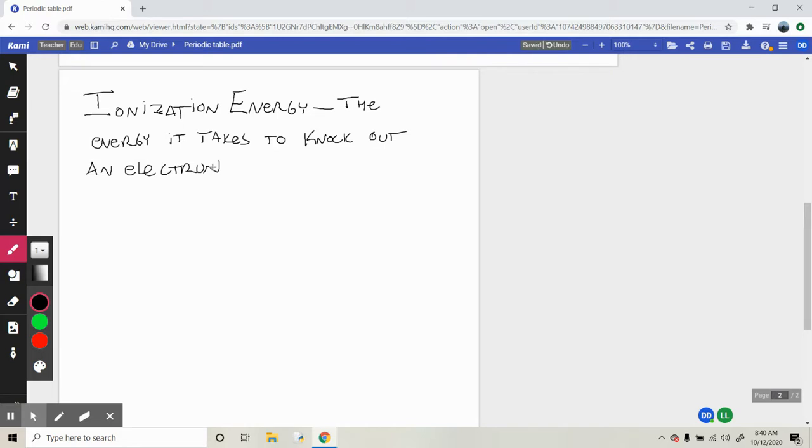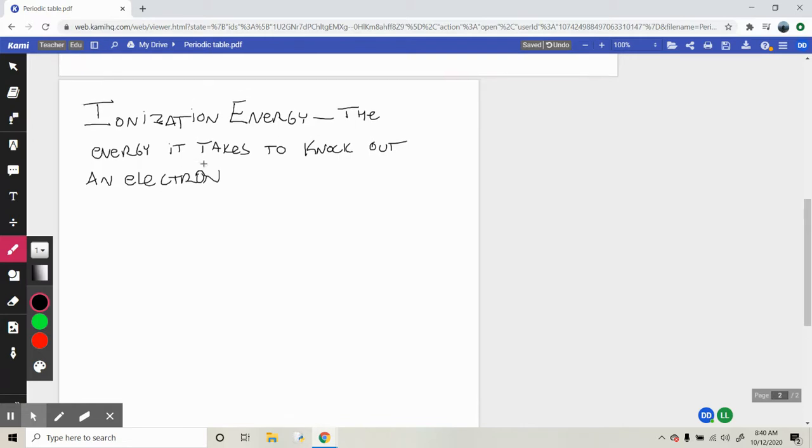electron. In order to get rid of those electrons, you have to put a certain amount of energy in there in order to knock that electron out. So that's what we're going to be talking about today. It's got a little bit extra. It's not as long as atomic radius, but we will get through it.